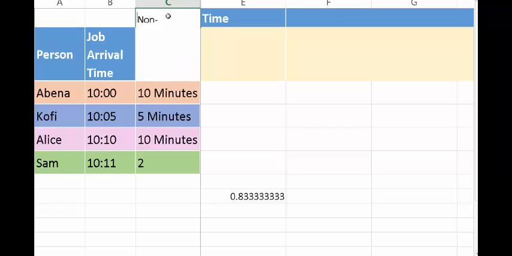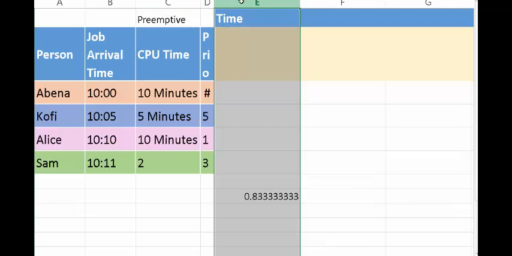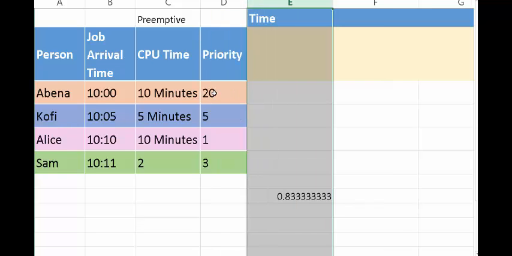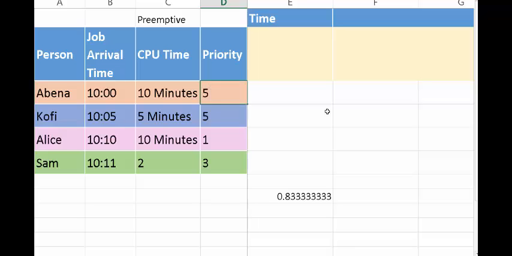So let's talk about preemptive. Preemptive means that for some reason, maybe someone could preempt someone else. Right? There were priorities before. Let me show the priorities. What if I swap the priorities around? Maybe give Kofi a priority of 20, right? That means Abna started working at 10, and she wanted to finish at 10:10.